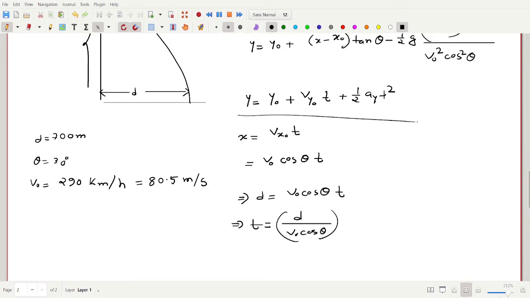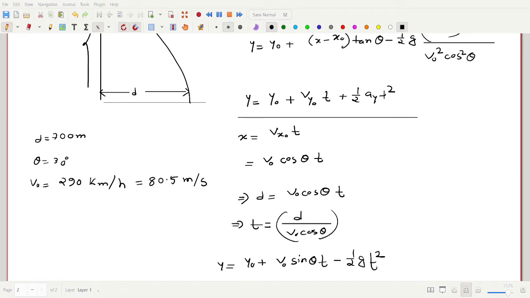But for this equation, y equals y naught plus v naught sine theta t minus half g t square. Sine minus 30 is not equal to sine 30, it will be minus sine 30, so the whole term will give a negative number. So calculate this and check the answer.